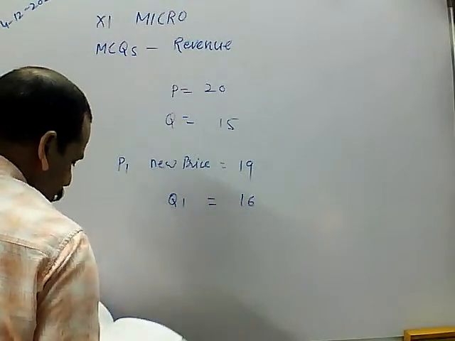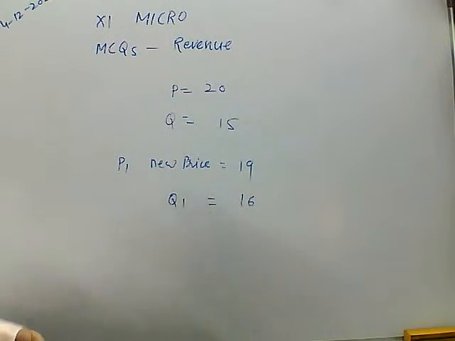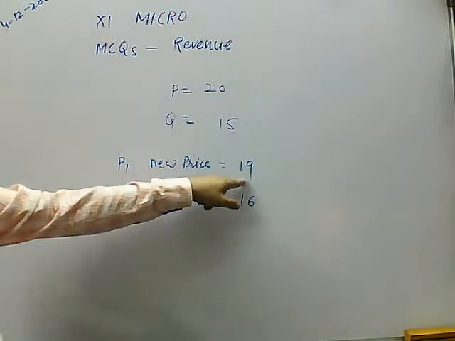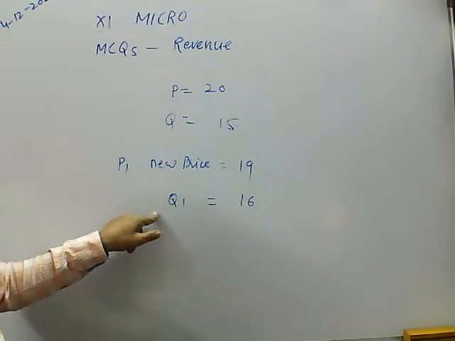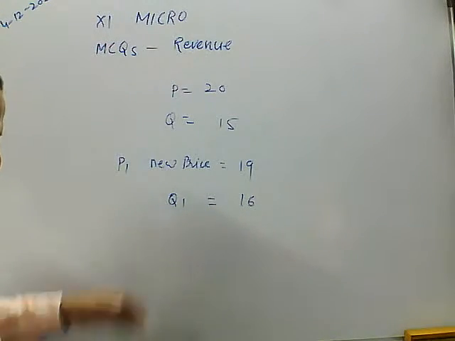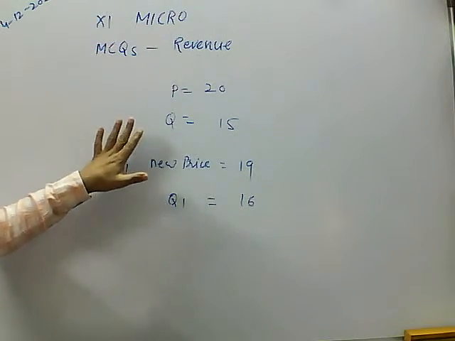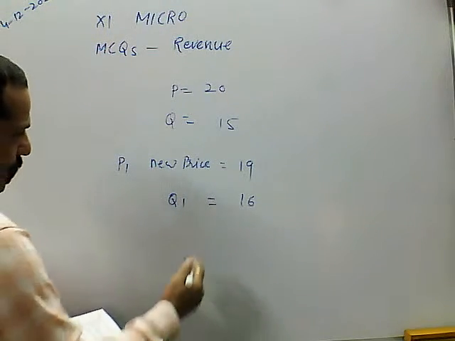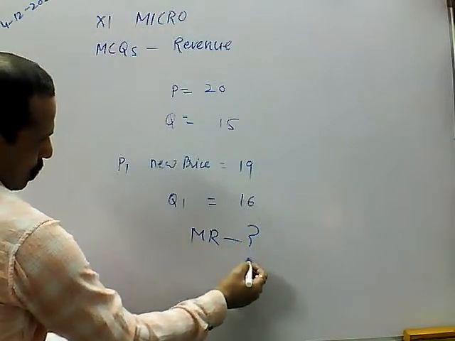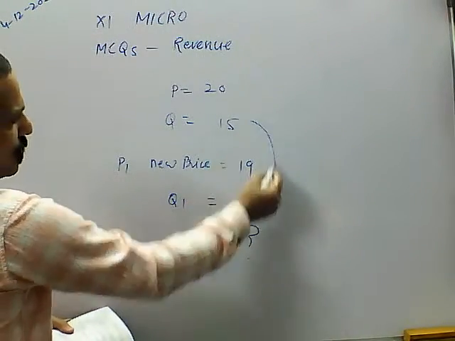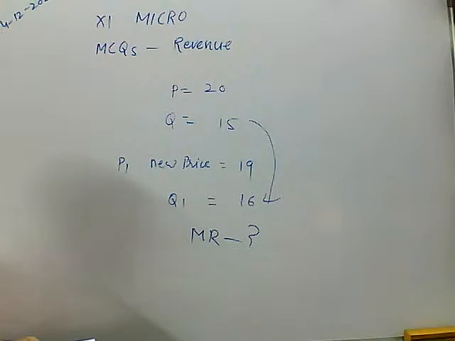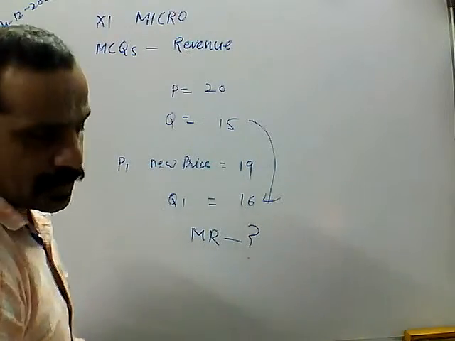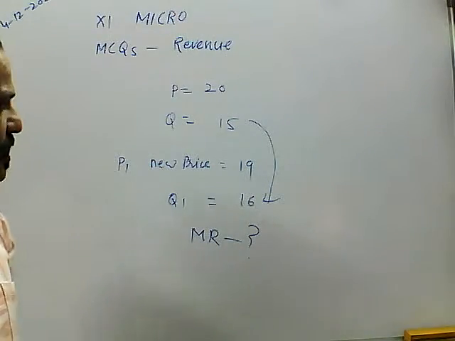16. Okay, this is the information. Initial price 20, initial quantity sold 15, new price 19, and new quantity sold 16. Understood? Based on this information, what is the marginal revenue resulting from the increase in output from 15 to 16? Calculate MR when you move from 15 to 16. Means when you sell 16 units, let me know the marginal revenue.